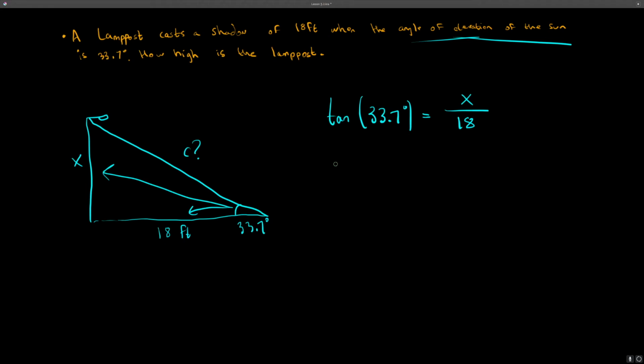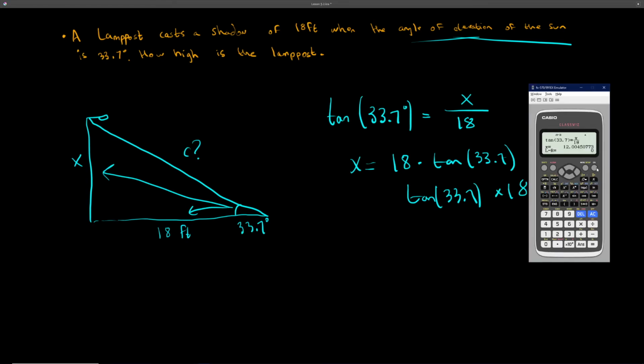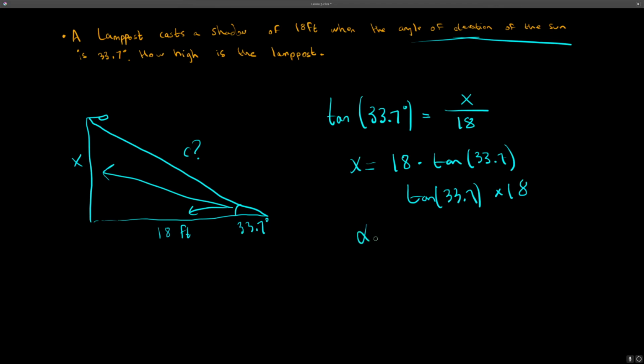Now it's better to rewrite it as x is equal to 18 times tangent 33.7. And as I mentioned at the beginning of the video, you can also do it like this: tan 33.7, but you have to close the parentheses, times 18. So we can do it on the calculator. We have x is equal to 18 times tangent 33.7. Then you do shift solve. You get 12. So x is equal to 12 feet.